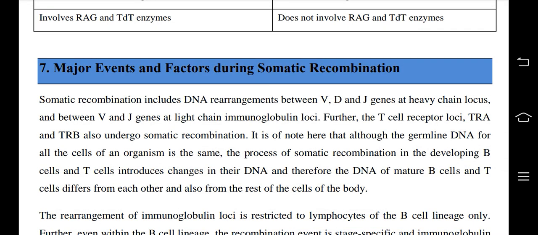Then major events and factors during somatic recombination. Somatic recombination includes DNA rearrangement between V, D, and J genes at the heavy chain locus and between V and J genes at light chain immunoglobulin loci. Further, the T cell receptor loci, TRA and TRB, also undergo somatic recombination. It is of note here that although the germline DNA of all the cells of an organism is the same, the process of somatic recombination of the developing B cells and T cells introduces changes in their DNA, and therefore the DNA of mature B cells and T cells differ from each other and also from the rest of the cells of the body.